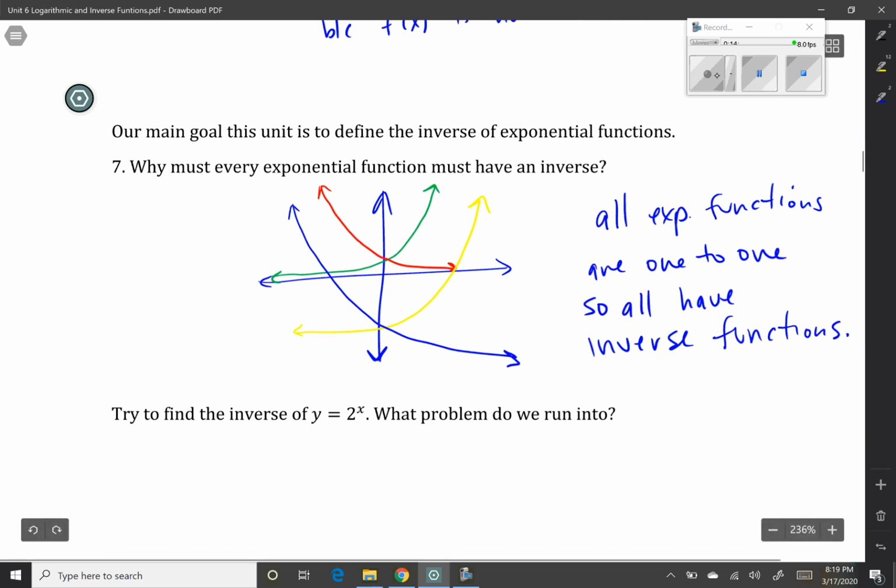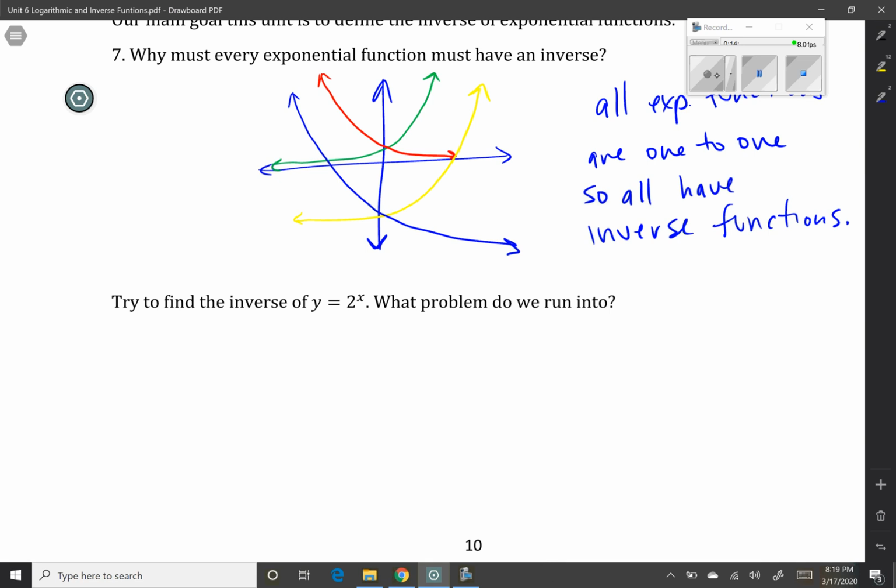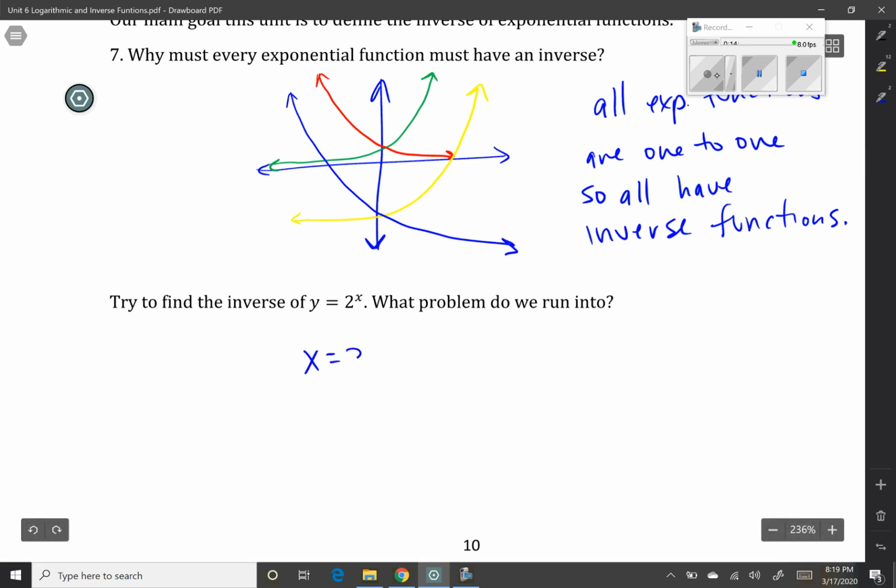So we should just be able to switch x and y. If I say x equals 2 to the y, I can now find the inverse. Now I know kind of what's going on here. But if we don't know what to do, well, we can't get y by itself. That's our big problem right now. So because of that, we have to come up with something new to do. And that's what lesson 3 is going to show us.